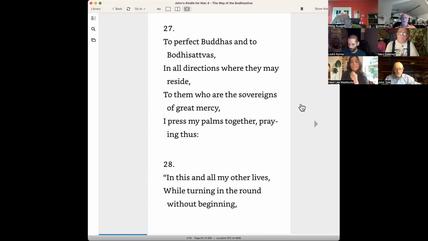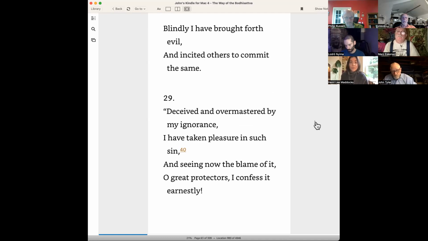Okay, good. So to perfect Buddhas and to Bodhisattvas in all directions where they may reside, to them who are sovereigns of great mercy, I press my palms together, praying thus. So we could read verse 28. Henry. This and all my other lives while turning in the round without beginning, blindly I have brought forth evil, did others to commit the same.